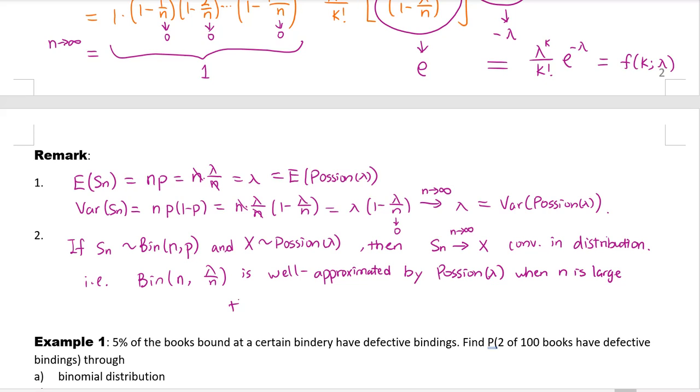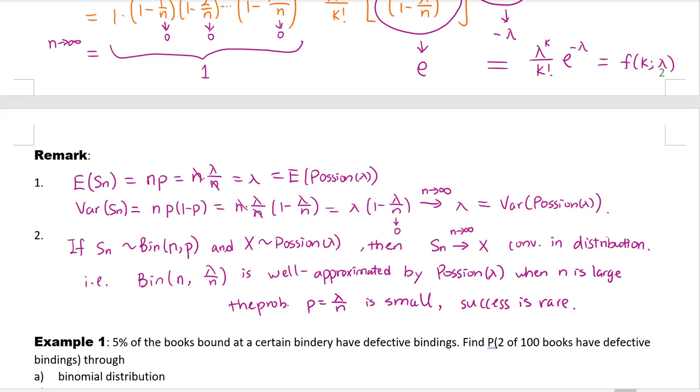And the probability p equals lambda over n is small. Okay, so that's why success is rare. So this is the law of rare events, because the probability of success is small.